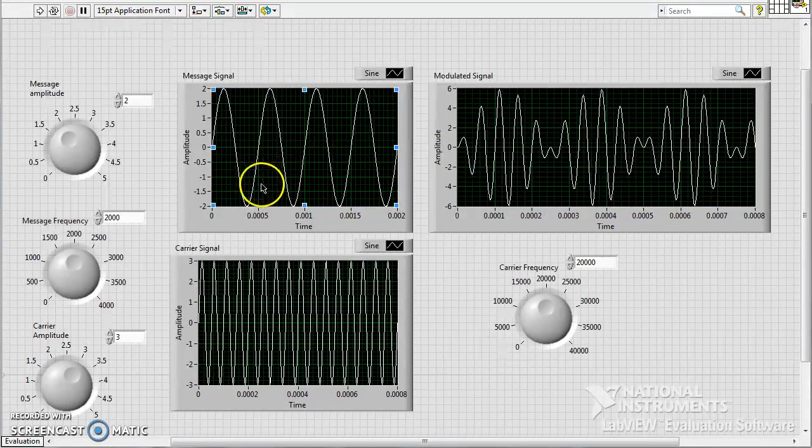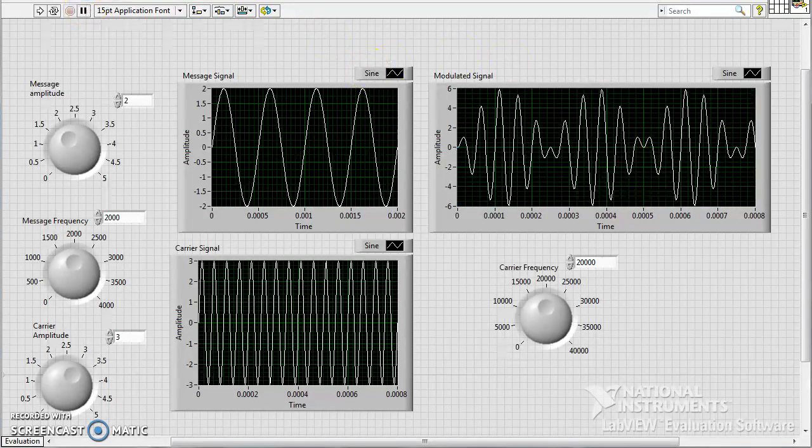If I take a reference of 50 milliseconds as the time instant at which the message amplitude is 0, at 50 milliseconds, yes, we have a phase shift in the modulated signal.